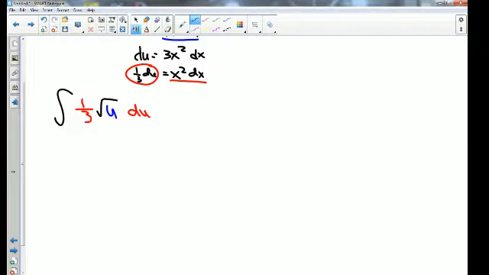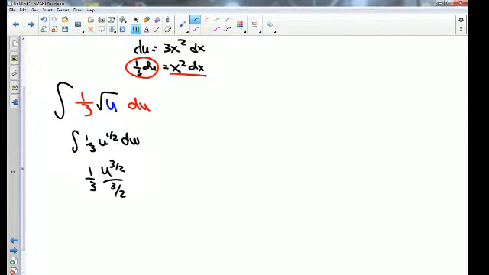So what is the antiderivative of u to the 1/2? u to the 3/2 over 3/2. And then we're going to put the x back in, right? Bracket, x cubed plus 1 to the 3/2. This is where we bring our 0 and 2 back in, because now we're back in terms of x.